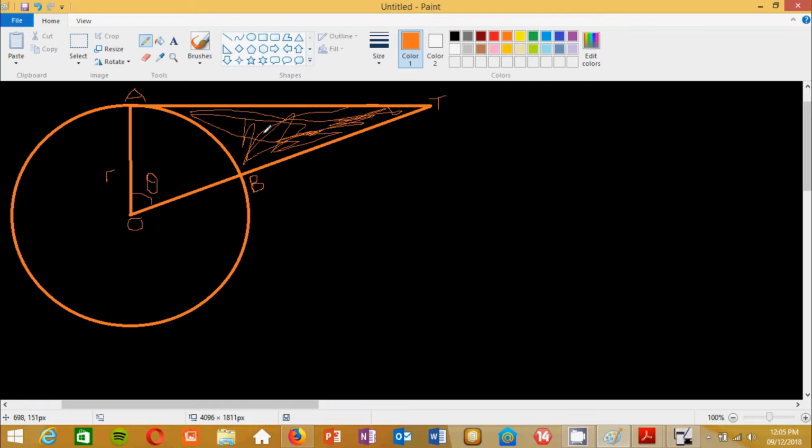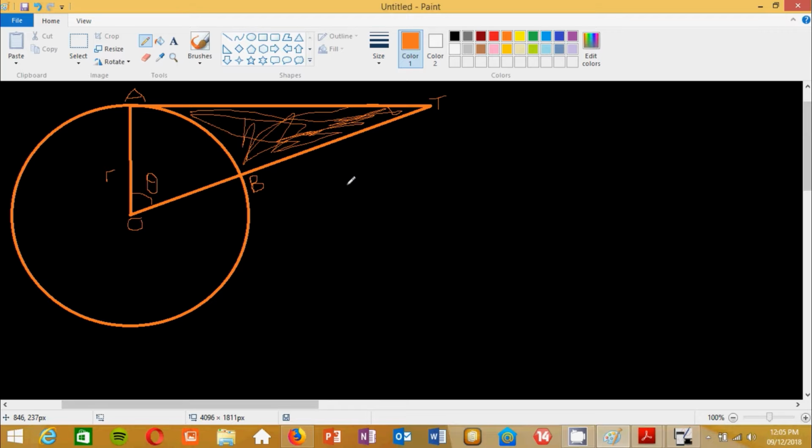Now, quite simply, if I want to find the area of the shaded region, I'm going to find the area of the entire triangle, and then I'm going to subtract the area of the sector here. So I'm going to find the area of the triangle AOT, and then subtract the area of this sector. If I find the entire area of the triangle and subtract the area of the sector, I'm going to remain with the area of the shaded region, which is what I want to find.